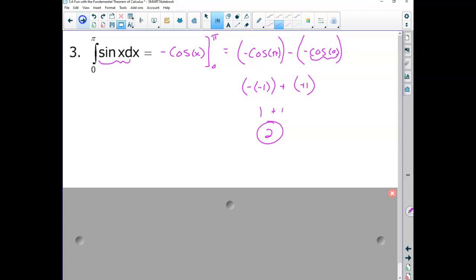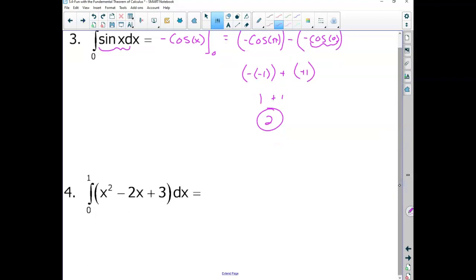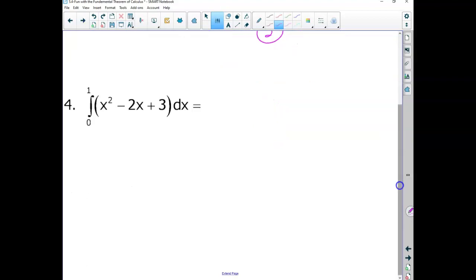Okay, so the wonderful thing here, we're going to be doing lots of antiderivatives and lots of evaluating of them.